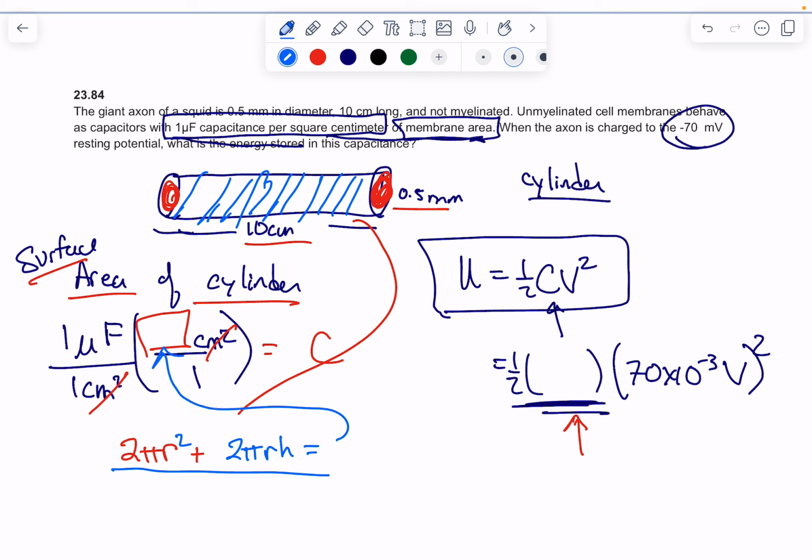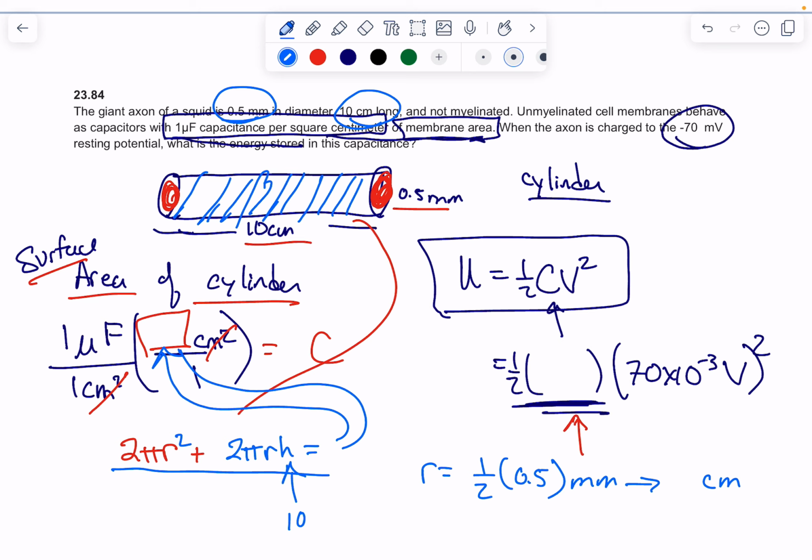Now, warning, they gave us the diameter in millimeters, so we know that h is 10, but you have to figure out what r is. r is going to be 1/2 of 0.5, because that's the diameter, and that's in millimeters. And then you have to convert to centimeters. There are 10 millimeters in a centimeter, and that becomes your r. And then you plug that into here, which is just whatever this is, because it's 1 here. Whatever your area is will also be your capacitance in microfarads.